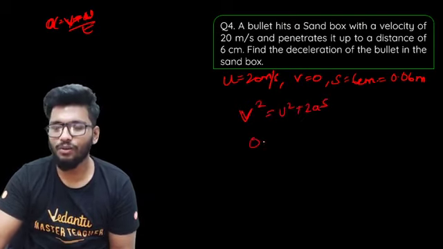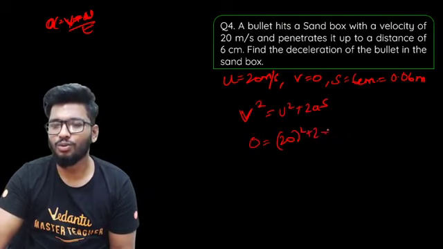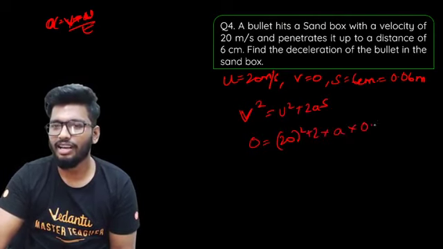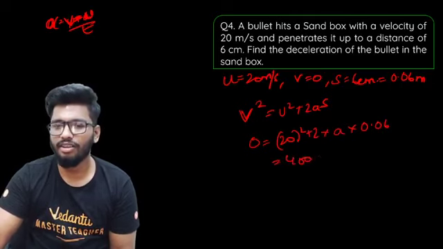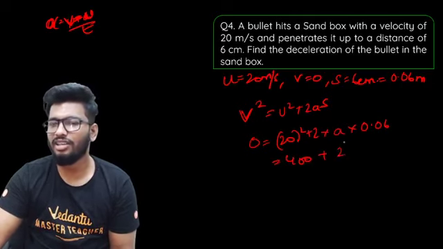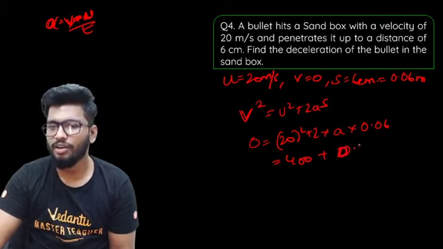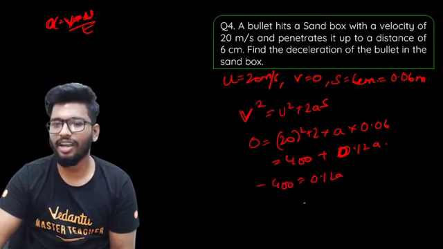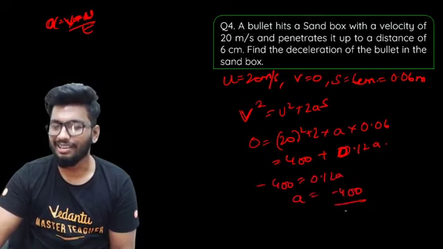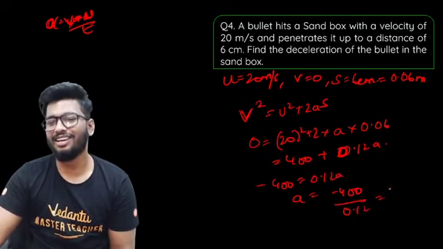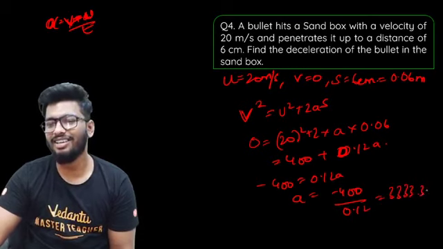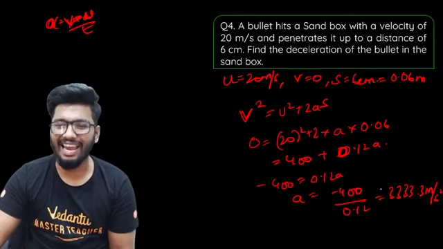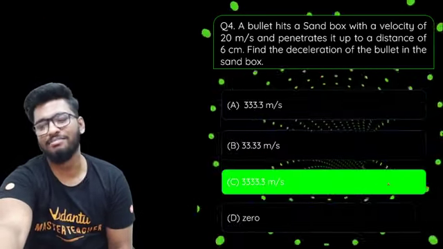v square is 0, u square is 20 square, plus 2 into acceleration, which is what you're supposed to find out, into 0.06. So that's 0 equals 400 plus 0.12 into a. So 400 goes to the other side: minus 400 is equal to 0.12 a. So a is equal to minus 400 divided by 0.12, which if you simplify, you get 3,333.3 meter per second square. And it'll be negative, alright? It'll be minus 3,333.3 meter per second.